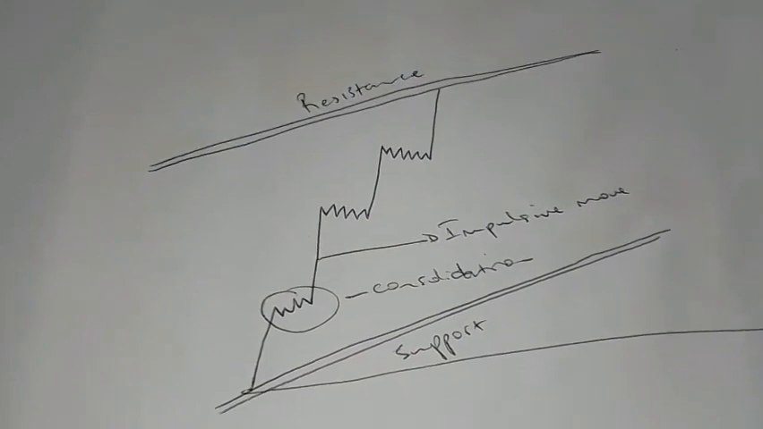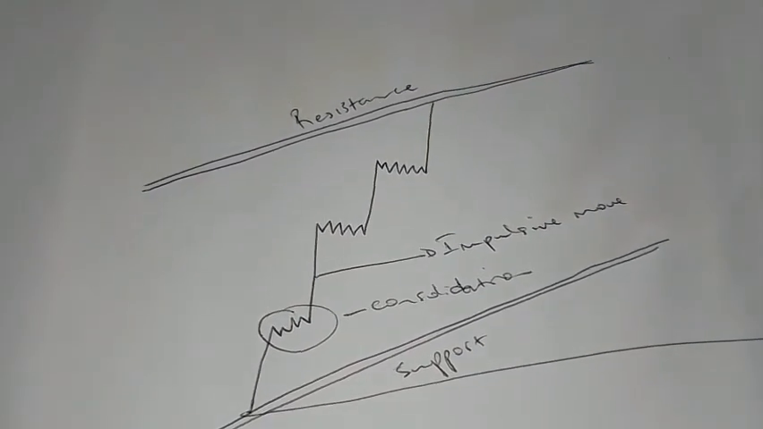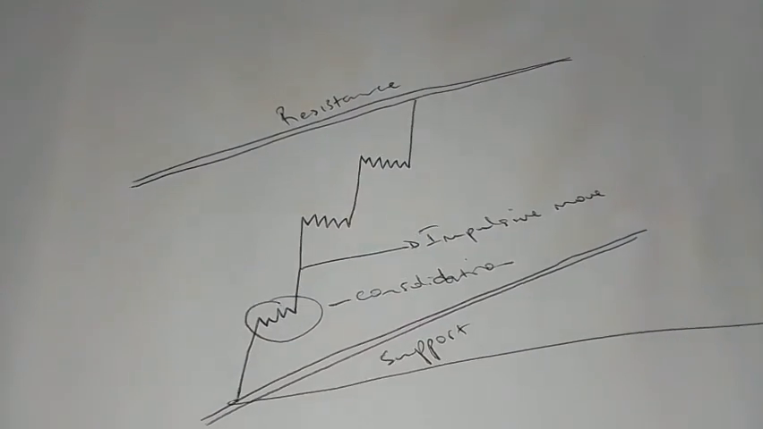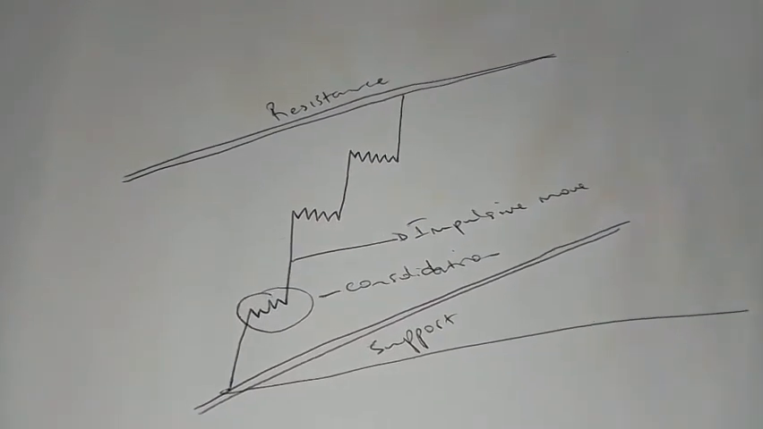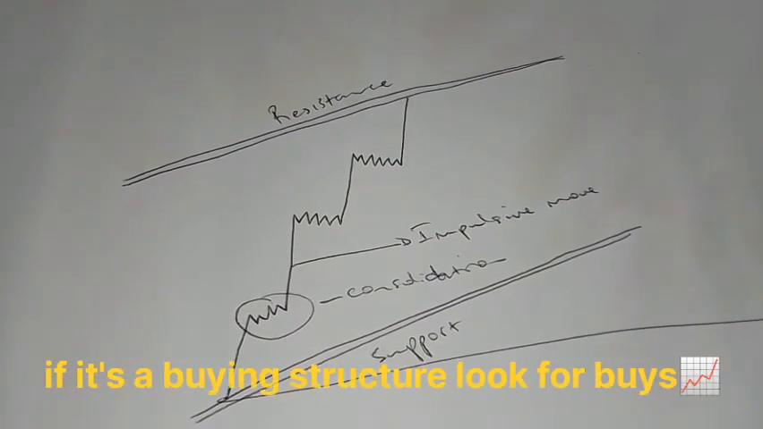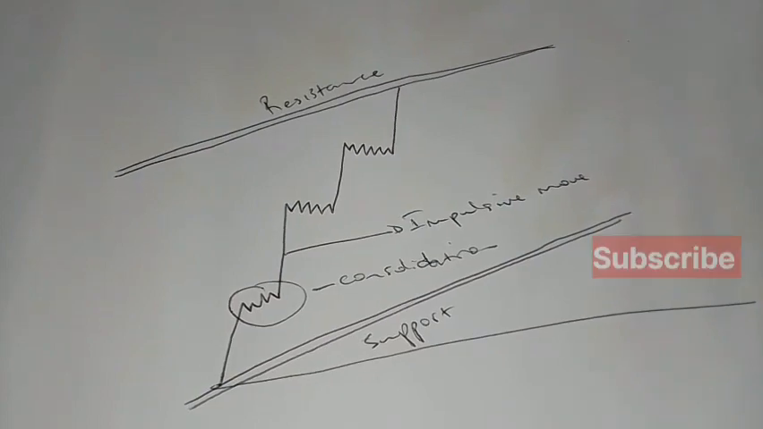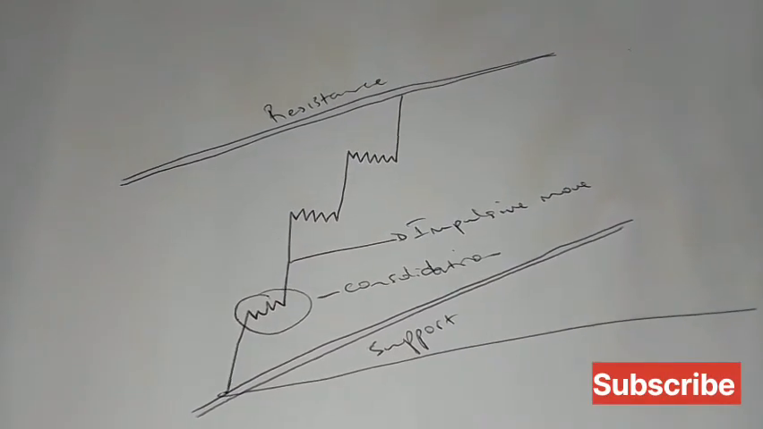Because of this, we know that after every consolidation there's an impulse. Your impulse has to align with your market structure. If your structure is buying, always look for buys. If you are on a selling structure, look for sells.